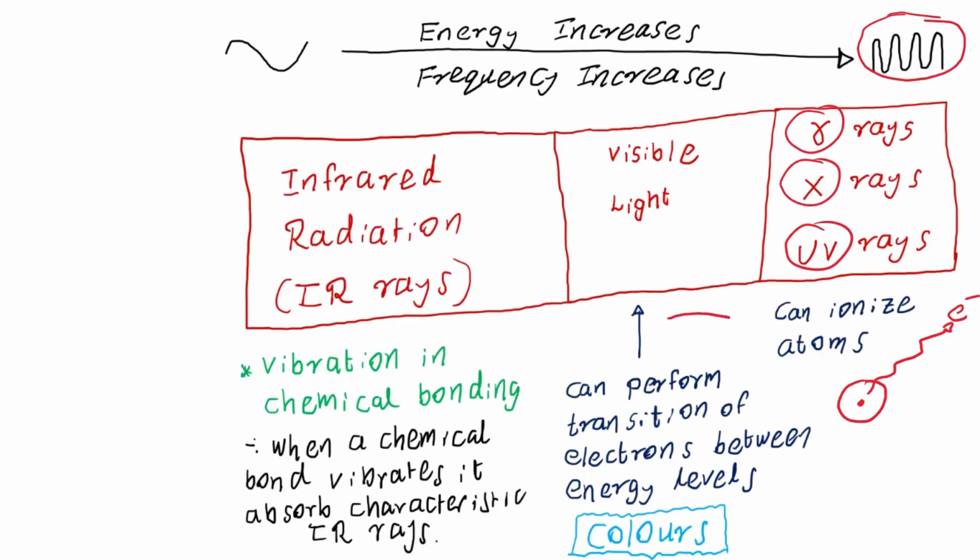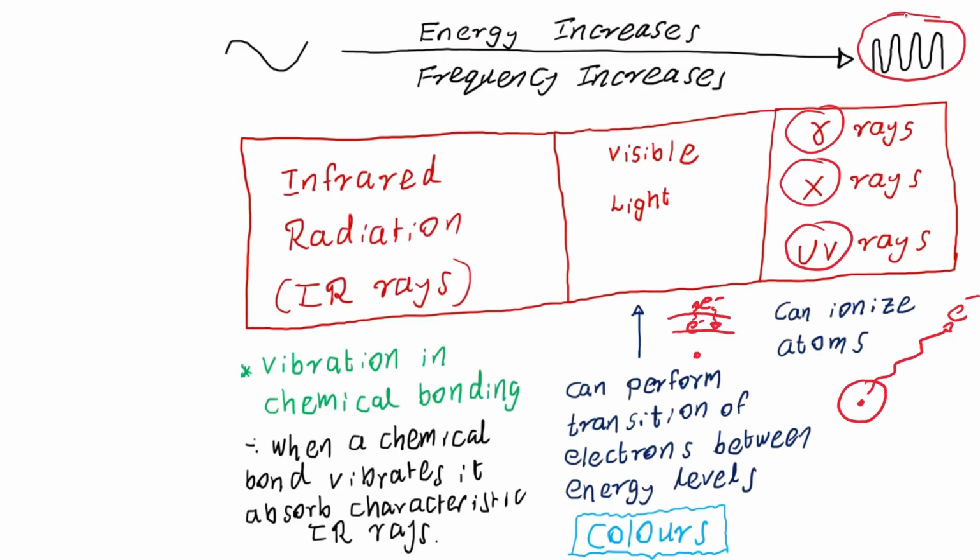What they can do is, in the atom there is something called energy levels. These electrons will absorb visible light energy and travel between energy levels. They can go from a low energy level to a higher energy level and then drop down again. So they only make sure that these electrons move between energy levels. But if you go for infrared radiation, we discussed that it can't do even that much.